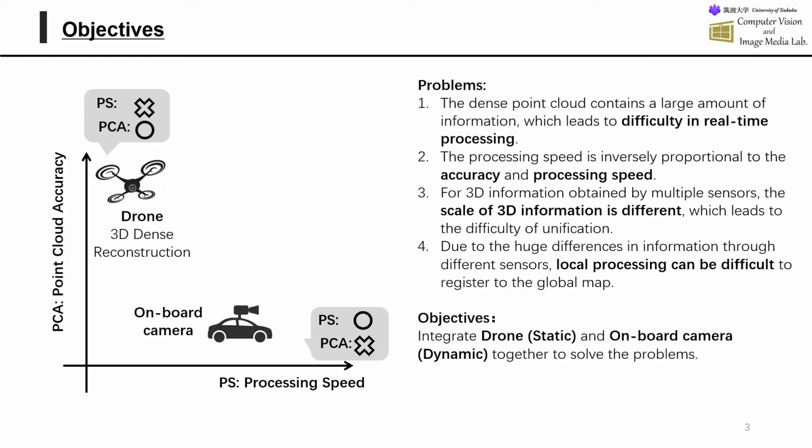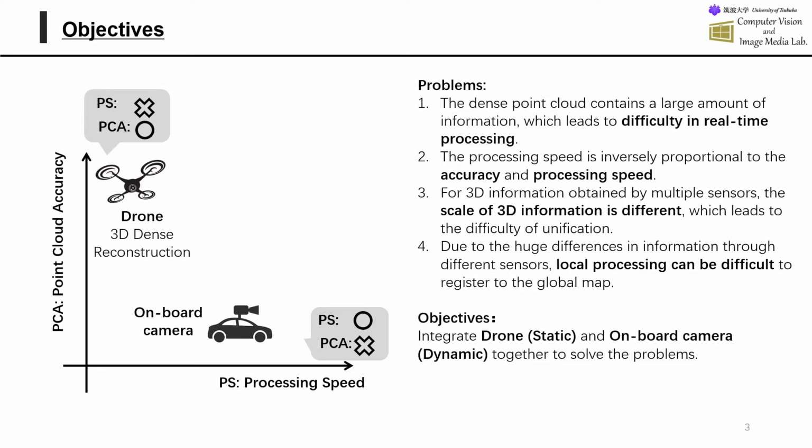To summarize, we make a list of 4 main problems in large-scale dynamic dense scene generation. First, the dense point cloud contains a large amount of information, which leads to difficulty in real-time processing. Besides, ordinary portable computers are not able to realize dense point clouds in large scenes due to the limitation of computing power. This causes problems for ADAS to show the current 3D scene for drivers.